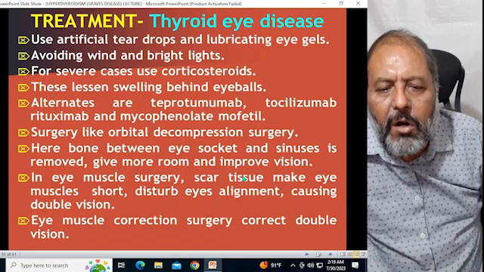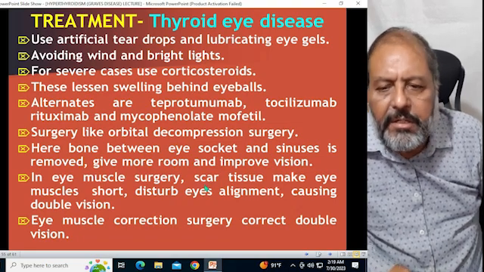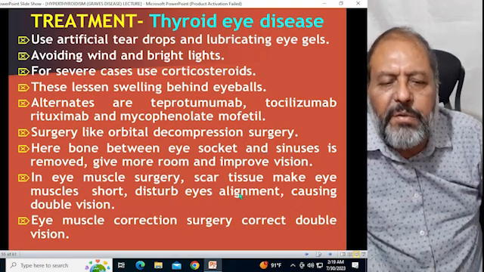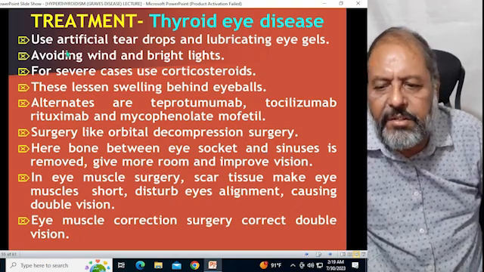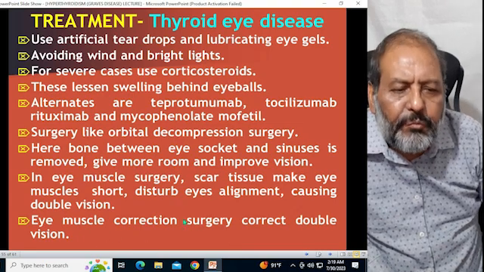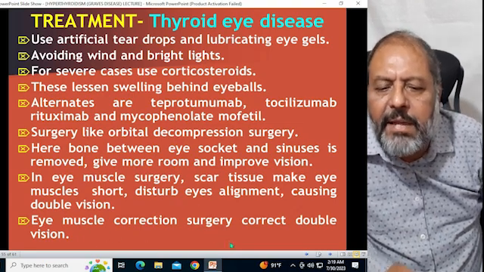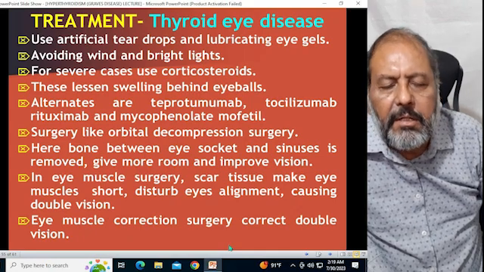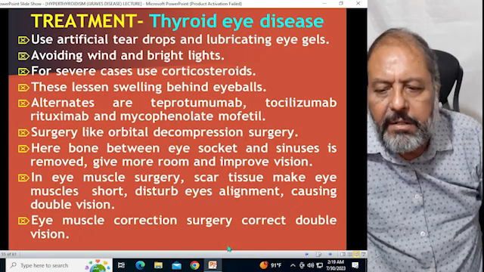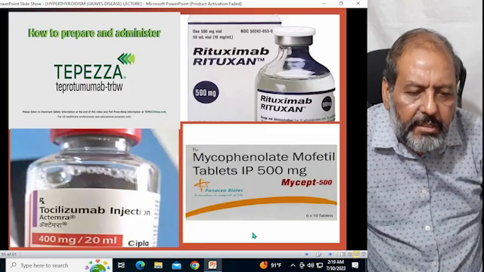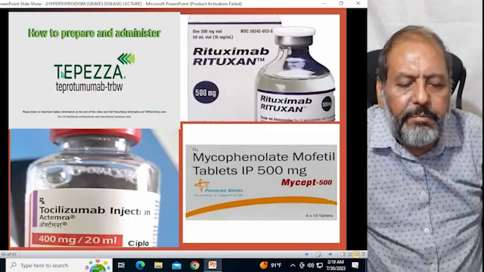Surgery like orbital decompression surgery is sometimes used. Here, bone between the eye sockets and the sinuses is removed to give more room and to improve the vision of the eyes. In eye muscle surgery, scar tissue makes the eye muscle short and disturbs the alignment, causing double vision. Eye muscle correction surgery can correct this double vision.